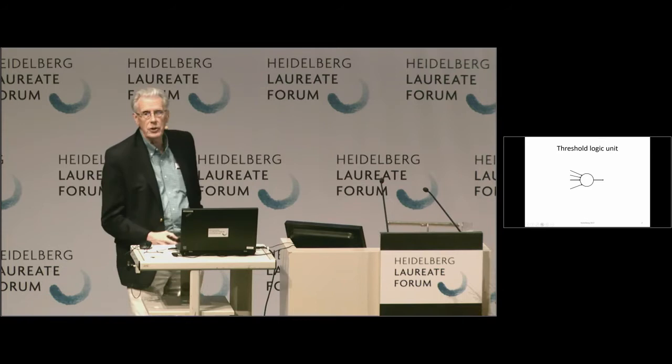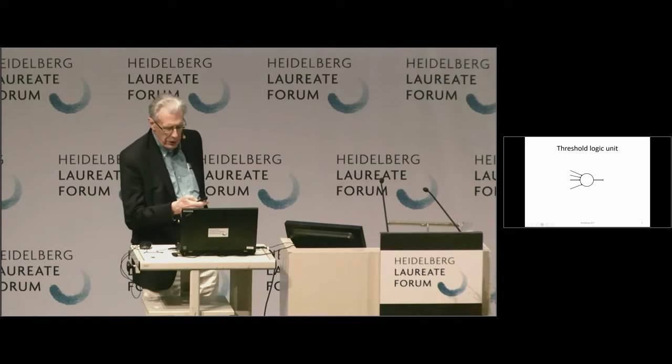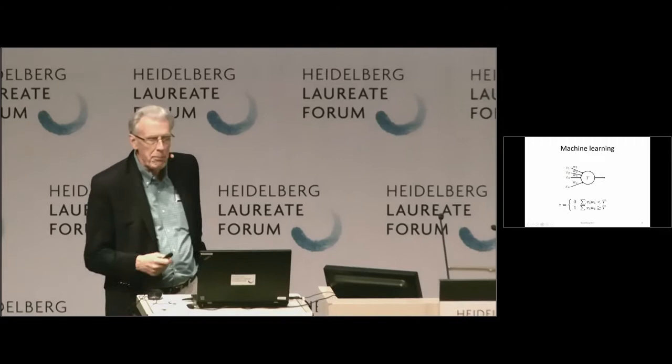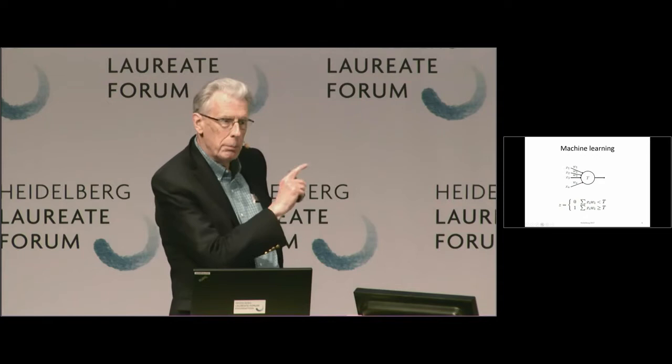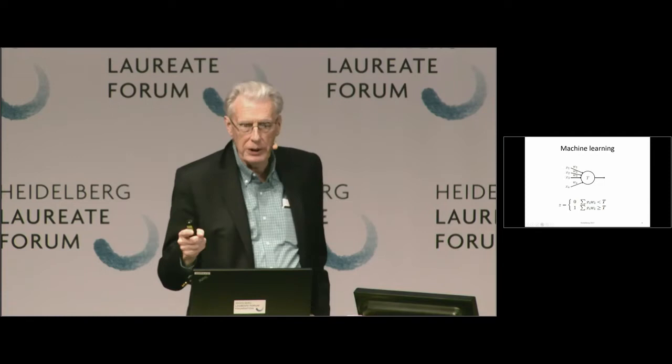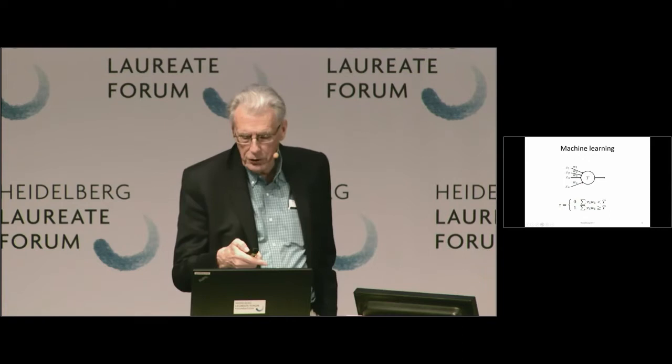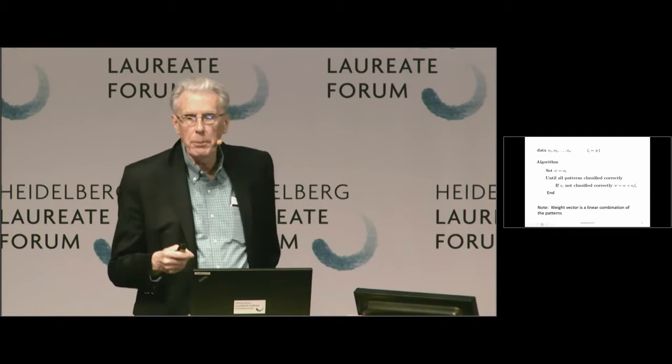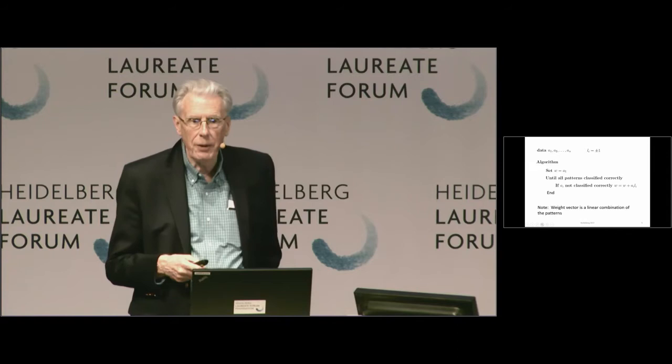It started with a threshold logic unit, which is a device which has a number of inputs. Each input has a weight, and it calculates the product of the input times the weight, and then sums them up over all inputs, and compares that to a threshold. If it's less than the threshold, the output is zero. If it's greater, the output is one. And there's a very simple algorithm for training this device to classify inputs.